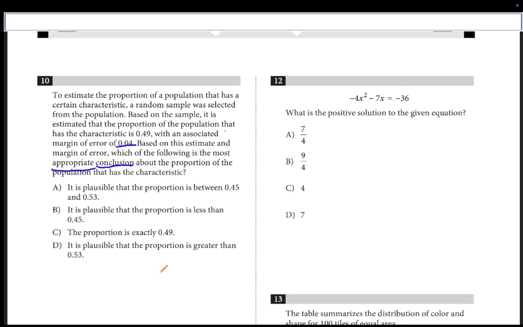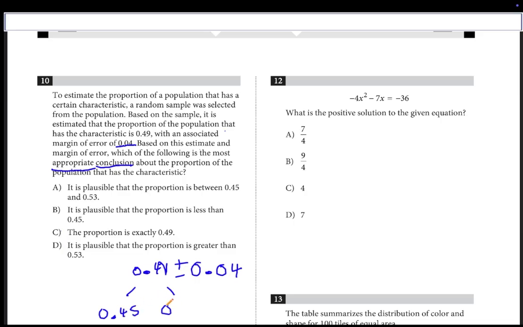So the estimated proportion that has the characteristic is 0.49, and we have a margin of error of 0.04. And margin of error is written as plus or minus, so we can say 0.49 plus or minus 0.04. So this means you have to add 0.04 to 0.49 and subtract 0.04 from it. So 0.49 minus 0.04 is 0.45.